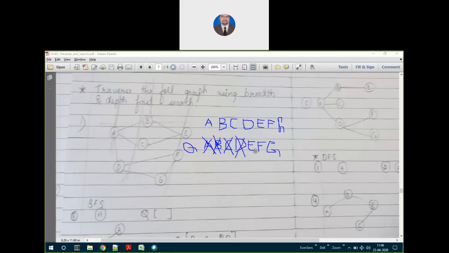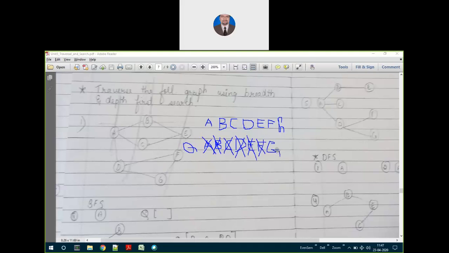Next is E. What are the vertices connected to E? It is connected to B, C, and F. All these three, B, C and F, are already visited. So I can call E explored, and I will remove it from Q. Next is F. F is connected to D, G and E. D is visited, E is visited, and G is also visited. Then I can say F is now explored, so I will remove it from the Q.